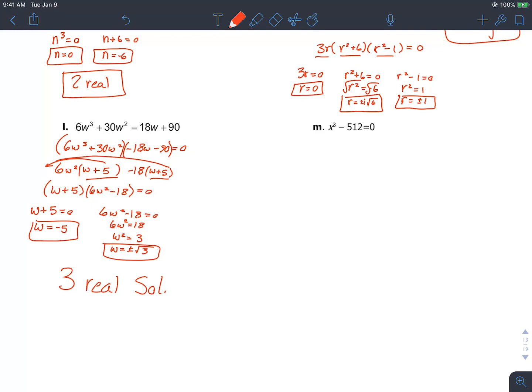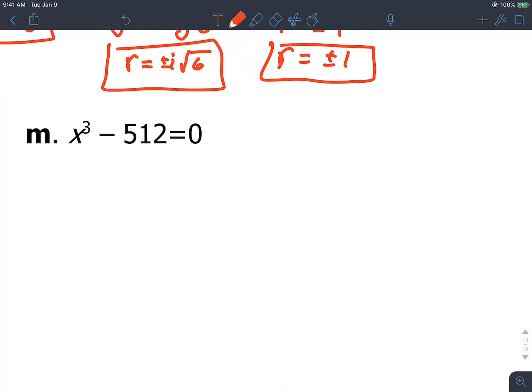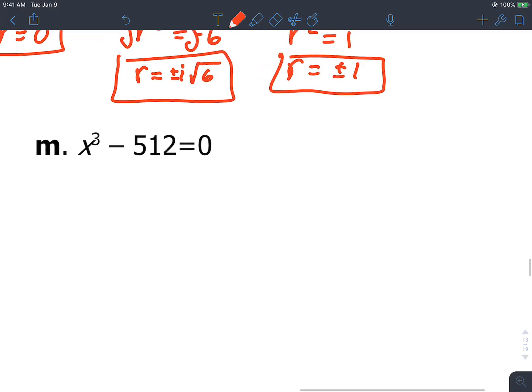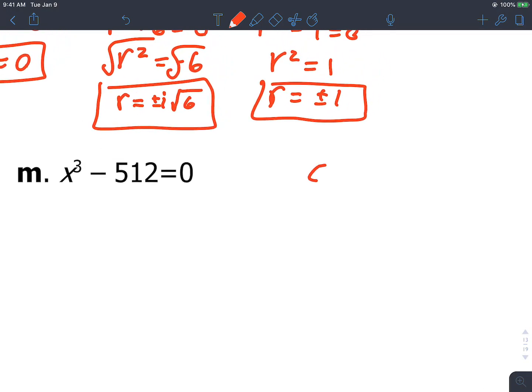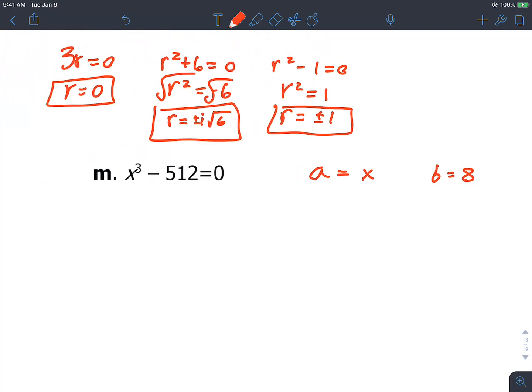All right, and then this last one here, I believe this is the last question for today. This one is a difference of perfect cubes, and this one does get a little exciting at the end, so just bear with me. As far as what's A and what's B, to use our little trick, A in this case is X. That means B is going to be the cube root of 512. I think that's 8. So we'll say 8 right there.